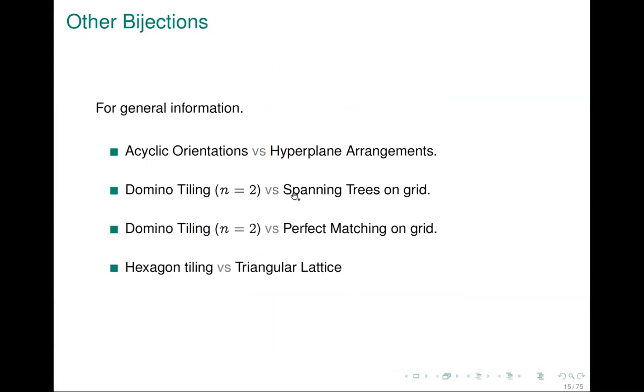The other two are about domino tilings. They have bijections with spanning trees on a grid or perfect matchings on a grid. For domino tilings, if you consider the dual of the Z2 lattice, you will still get a Z2 lattice. But if you consider something else, like a hexagon tiling, its dual will be a triangular lattice. So people are also interested in this part. Okay, but I don't do it.